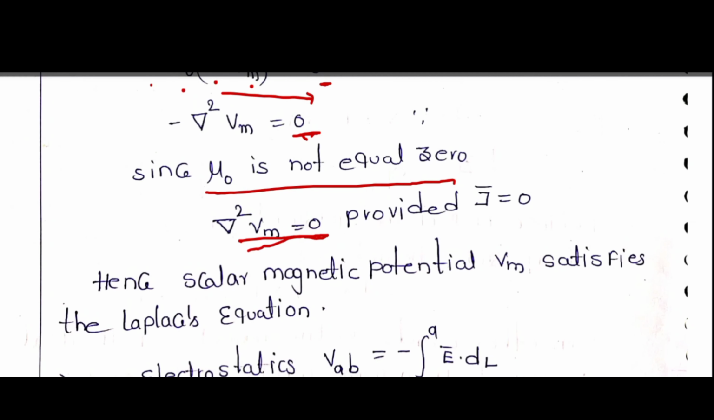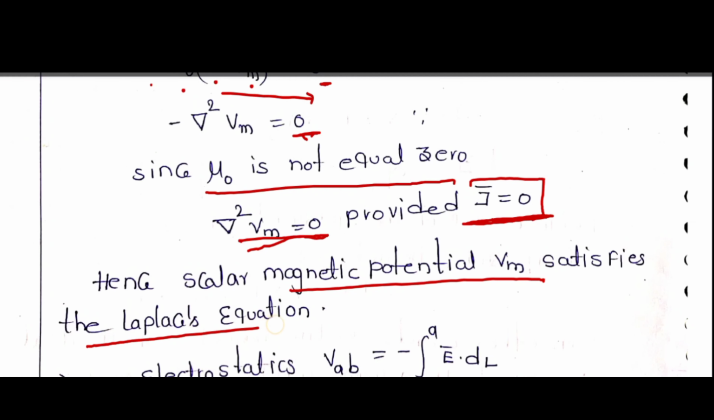Mu naught is not equal to 0, then del square Vm equal to 0, provided that J bar equal to 0. Already we have taken that the scalar magnetic potential is considered with J bar equal to 0. Hence scalar magnetic potential Vm satisfies Laplace's equation, del square Vm equal to 0, we have obtained.